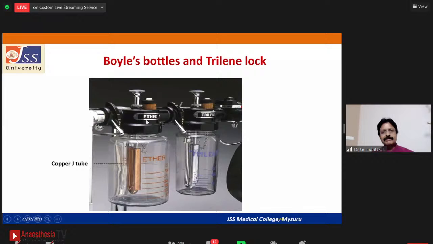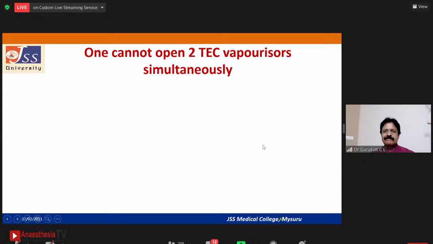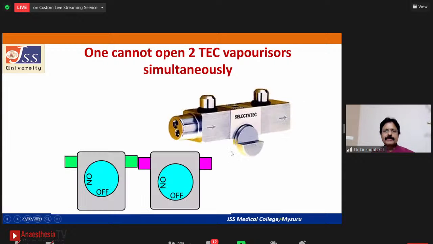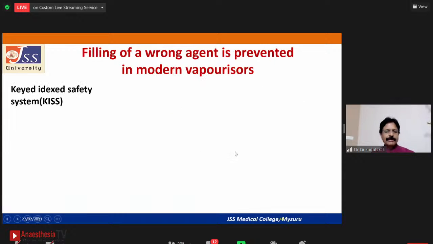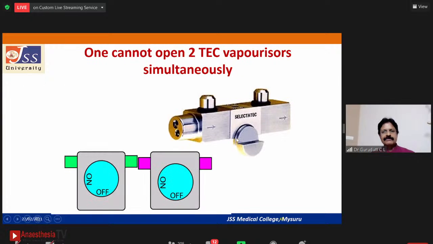Suppose that particular machine has both ether and trilene as the vaporizers. One more safety feature adopted in the modern workstations is that in the older machines you could open 2 or 3 vaporizers simultaneously, whereas in the modern workstations you cannot open 2 vaporizers simultaneously. You can select only one vaporizer. In Tec vaporizers, what you have is a selector Tec.